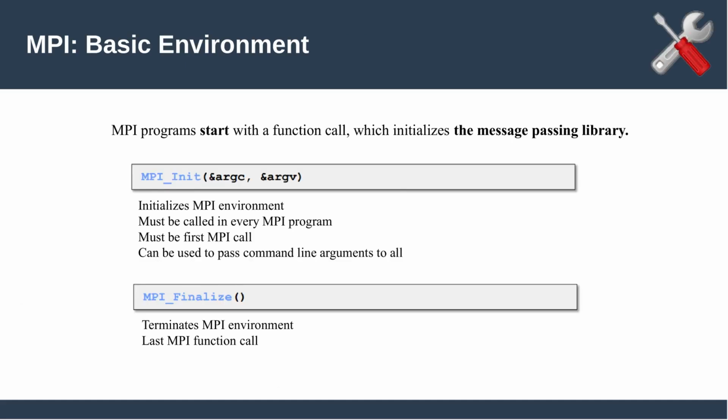The MPI environment begins with an initialization function, crucial for every MPI program. This function must be the first MPI call, enabling command line arguments to be passed to all processes. The environment concludes with a termination function, marking the final MPI call, ensuring orderly shutdown of the message passing library.